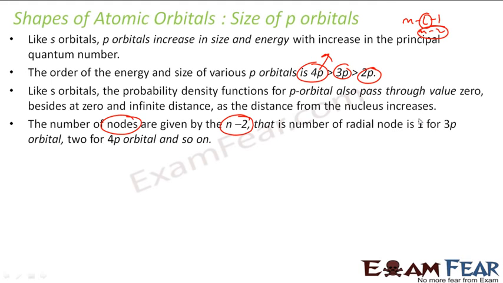And the angular node was l, the general formula. Here l is equal to 1, so the angular node is 1. Right?